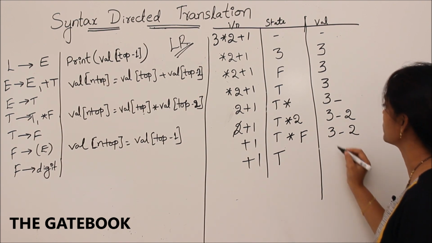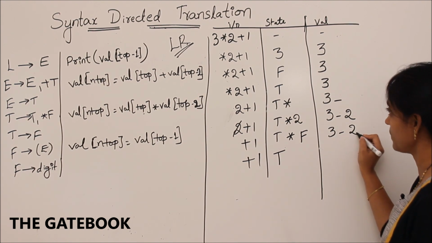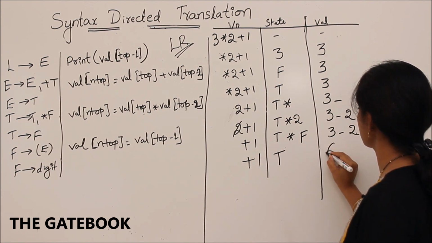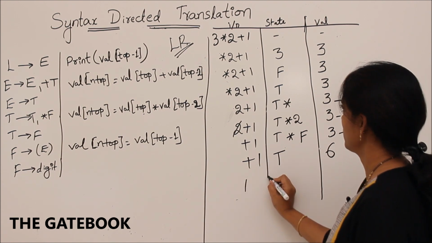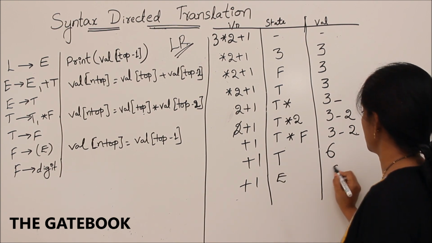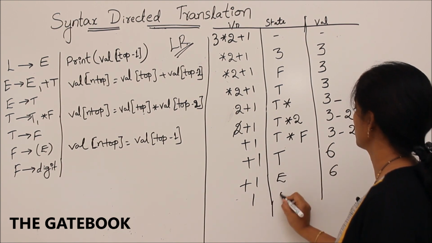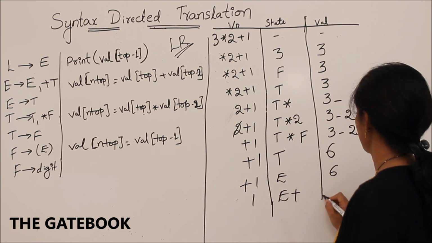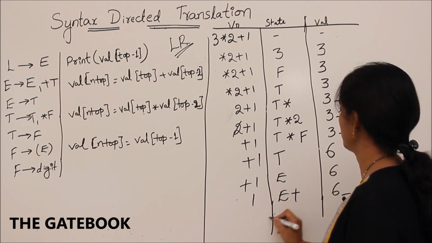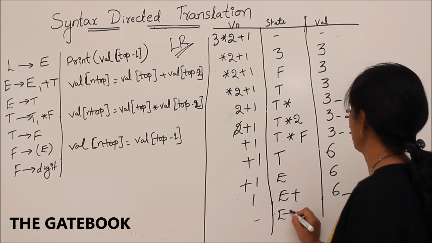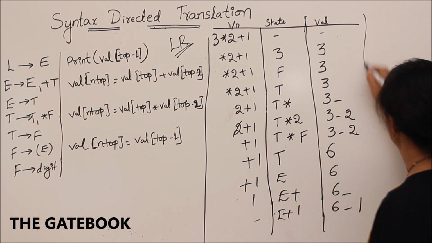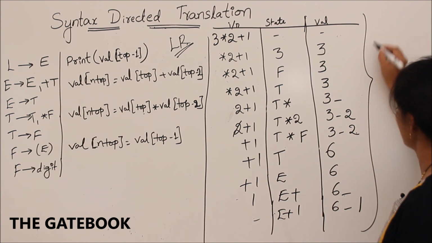T star F with T, then we have to do one operation to compute the value. So what should we do? We should do multiplication of top and top minus 2 and push it as the new top, that is nothing but 6, and then we replace T with E, no change, and then we move plus and no change, and then we move 1, so we move 1 to the stack as well.